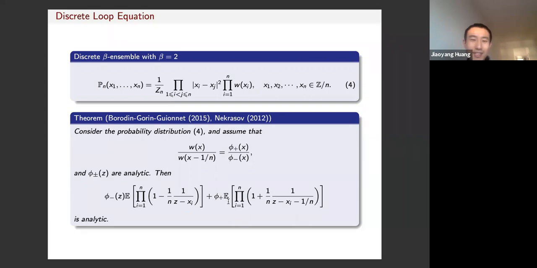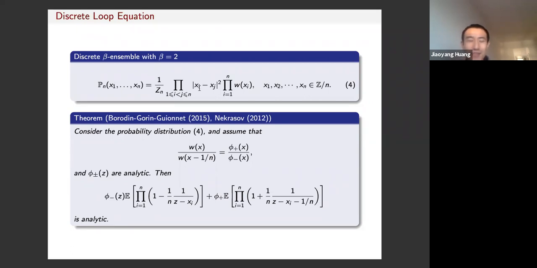Before taking expectation, it will have poles at x_i and x_i plus 1 over n, but after taking expectation, the poles just cancel out. And for this one, if you do some Taylor expansion, you get something like the sum over 1 over n times 1 over z minus x_i, which is the Stieltjes transform. So you can analyze it to get the Stieltjes transform for this particle system, and thereby get the law of large numbers and the central limit theorem.